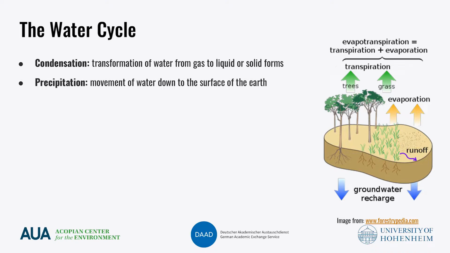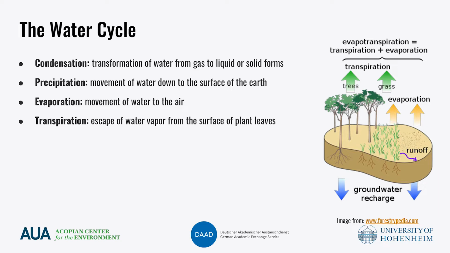Precipitation is the movement of water down to the surface of Earth either in solid, snow, hail, or liquid, rain, form. Evaporation is the movement of water to the air from sources such as soil, canopy interception, and water bodies. Transpiration is the movement of water within a plant and the subsequent loss of water as vapor through stomata in leaves. Evapotranspiration is the combination of evaporation and transpiration.